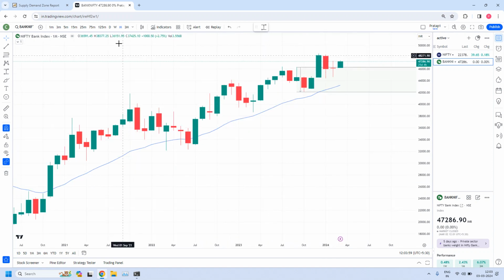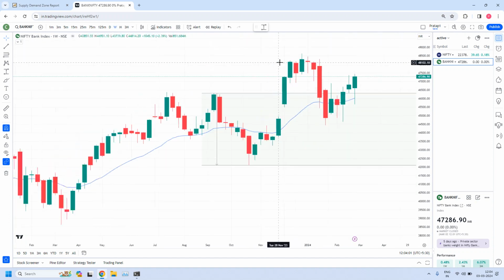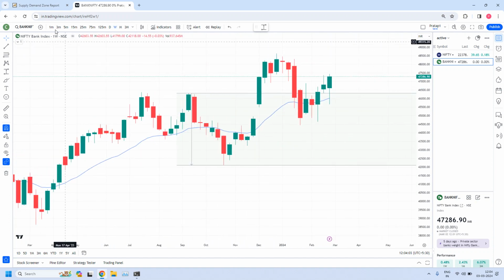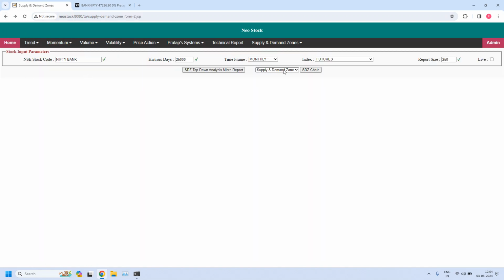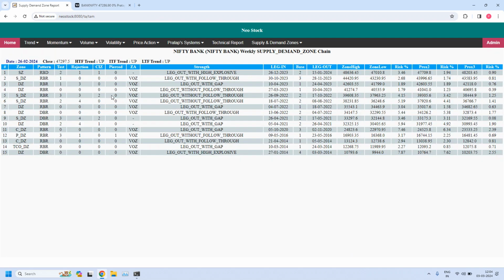Okay, now let us shift to weekly time frame and let us try to find the weekly demand zones and supply zones. So let me go back and I am changing the time frame to weekly and I am generating supply demand zone chain. This is the costliest operation, taking time.